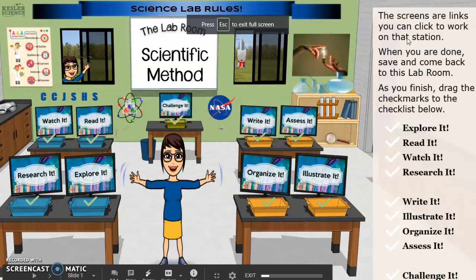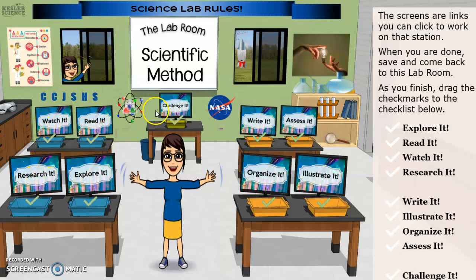So in present mode, you can see there's a lot going on. The things that I want you to be able to click on include the computers and the check marks. So we're going to start on the left-hand side where we have watch it, read it, research it, and explore it. And if you ever have done these labs before, you realize these are going to be our input. So prior to me teaching about the scientific method, we will do labs like this to provide us with the background and with the knowledge we need to get started.